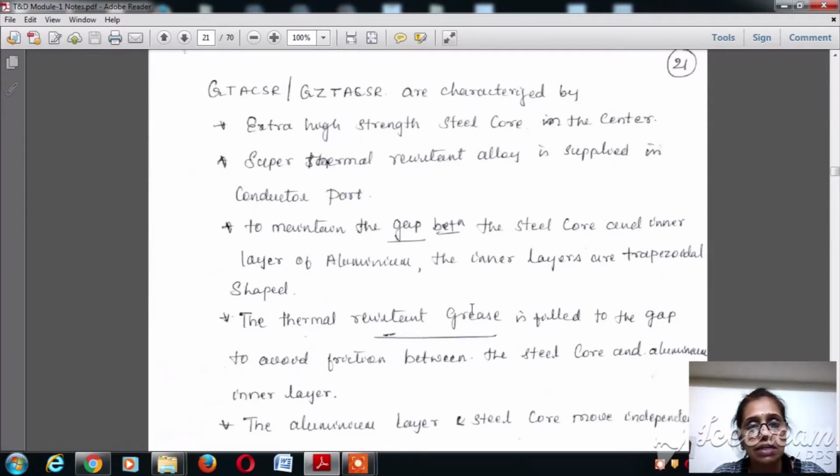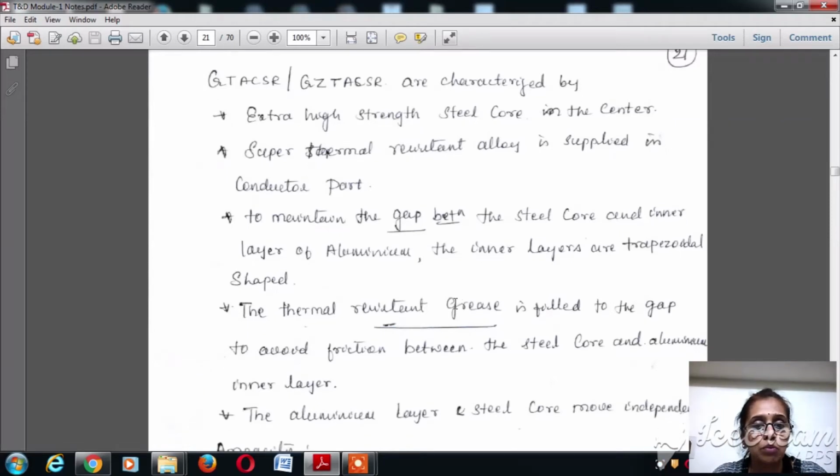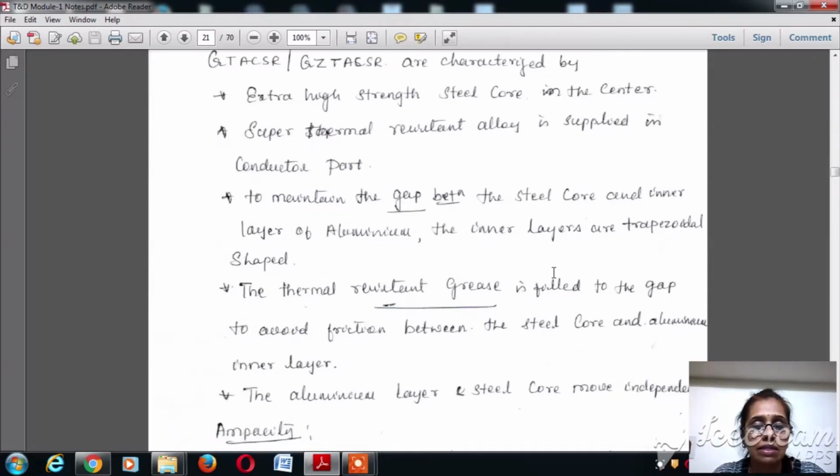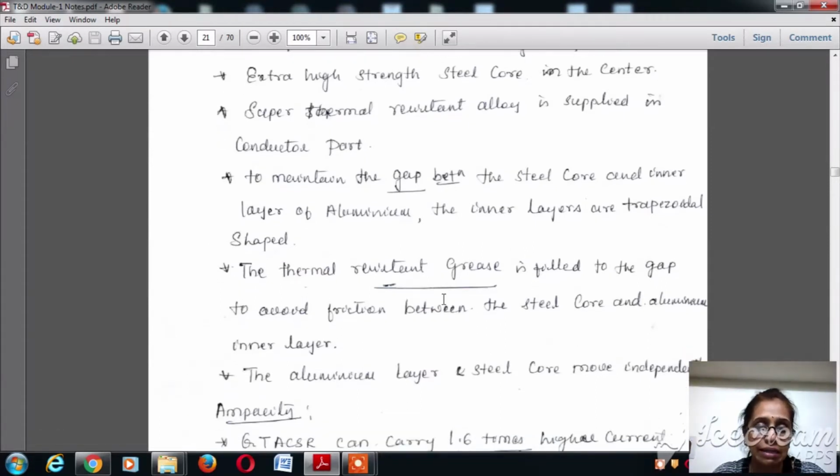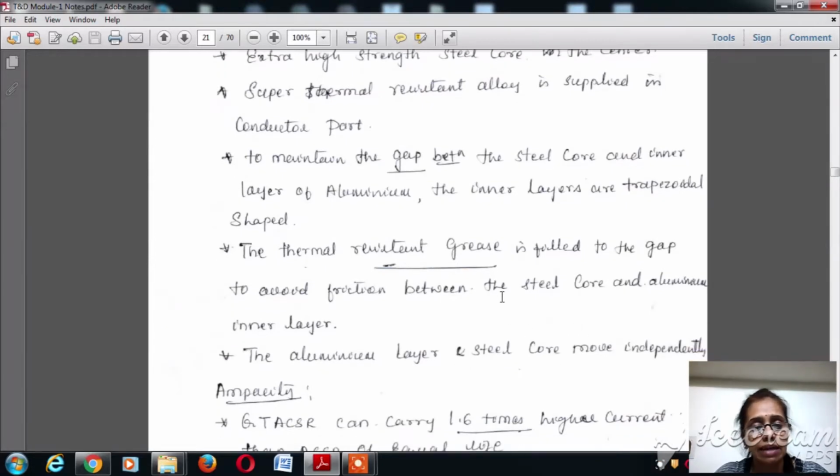Super thermal resistant alloy is used in the conductor part, and to maintain the gap between the steel core and the inner layer of aluminum, the inner layers are trapezoidal in shape, and thermal resistant grease is also filled in the gap to avoid friction between the steel core and the aluminum inner layer. Another characteristic of this is that the aluminum layer and the steel core move independently, and there will not be any relative movement.